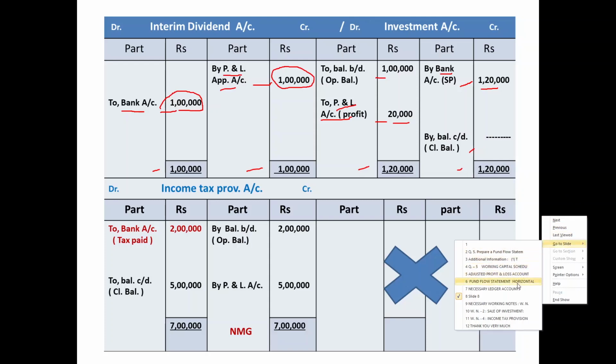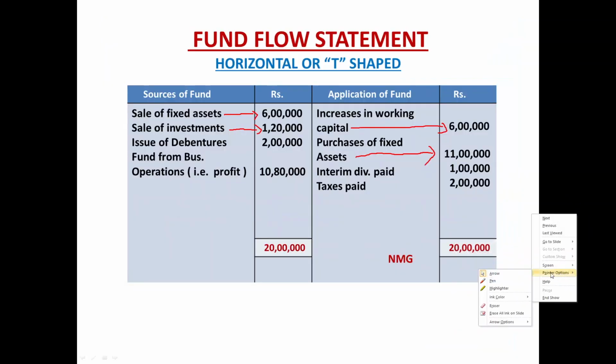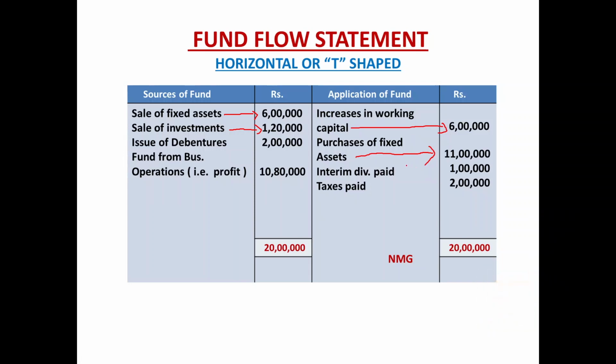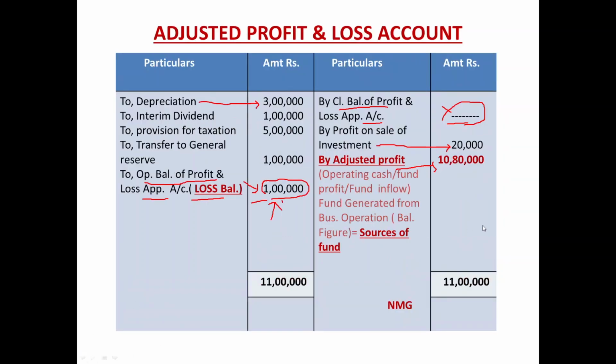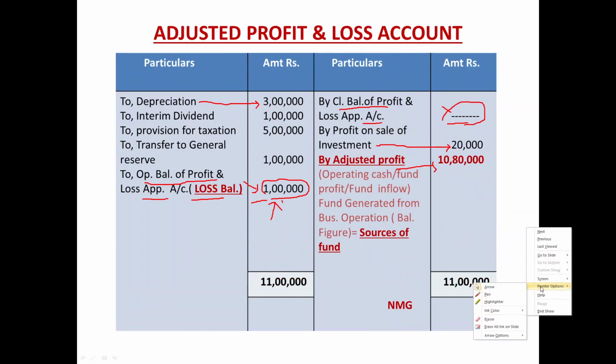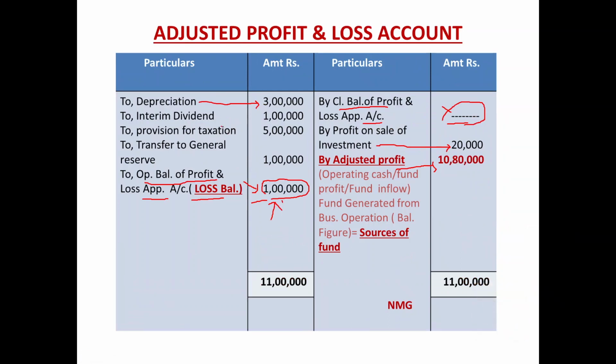Let us report it. Fund flow statement first. Come on the application side. Interim dividend paid 1 lakh rupees. Then adjusted profit and loss account, left hand side, plus side. Second item, interim dividend rupees 1 lakh. So this was the impact of the interim dividend. It was a new point of this question.